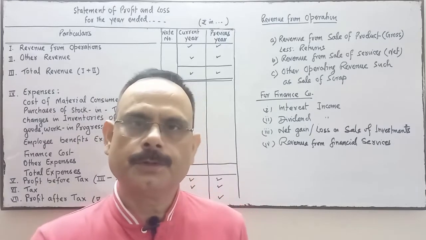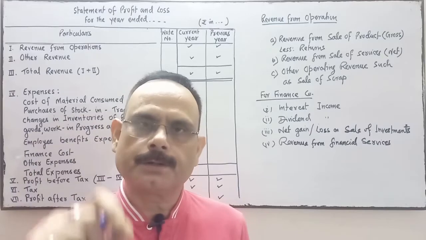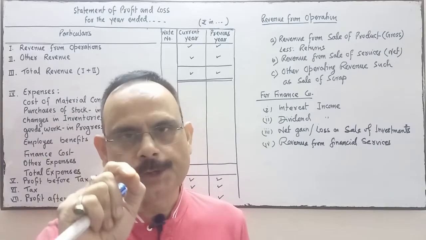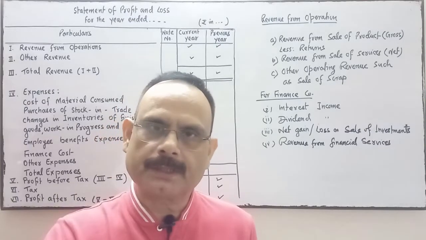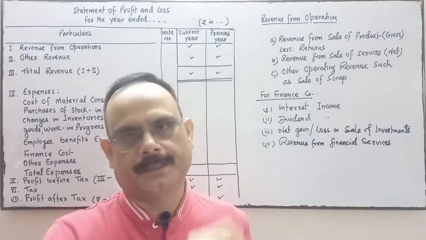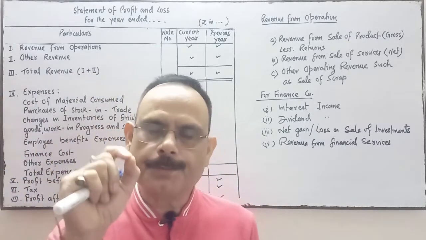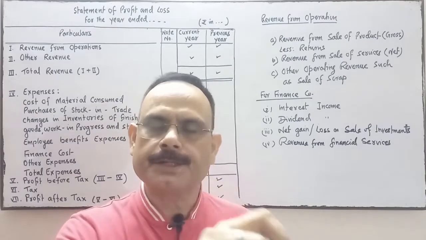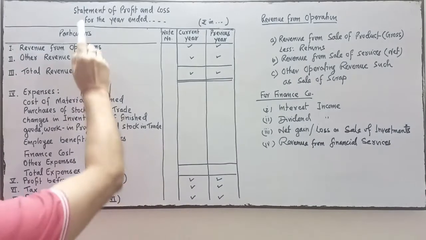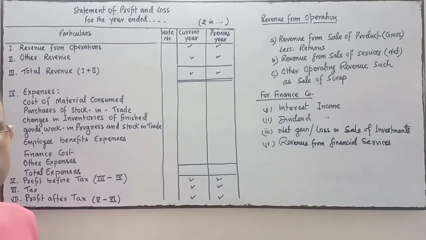Here also, when we draw the column, we will draw the column for two consecutive years. One is for the current year and one column is for the previous year, the previous reporting period. So current reporting period and previous reporting period. Okay, so this is the format: statement of profit and loss.